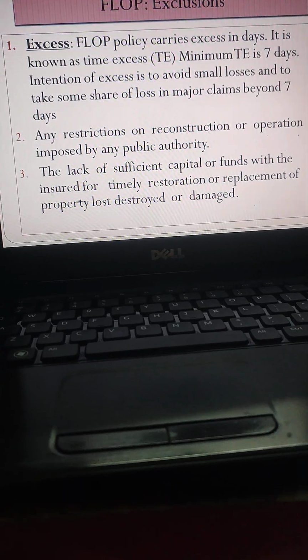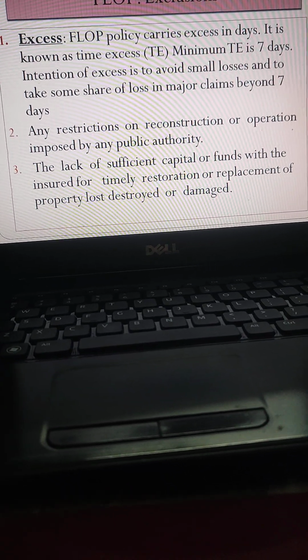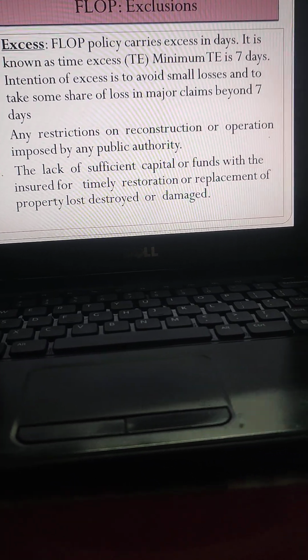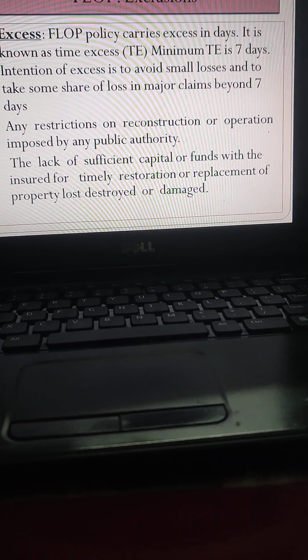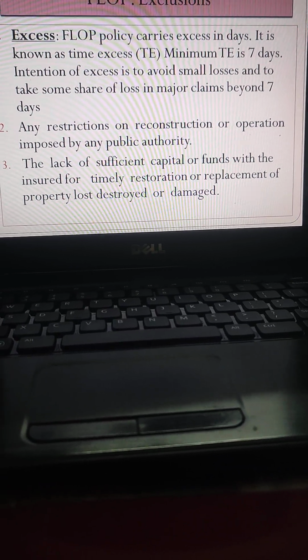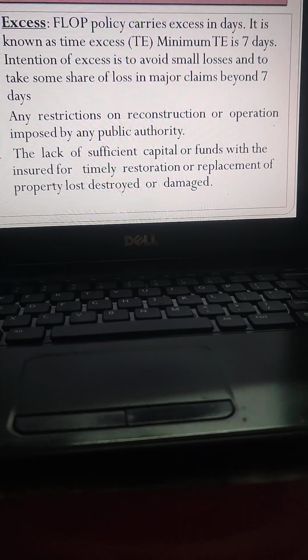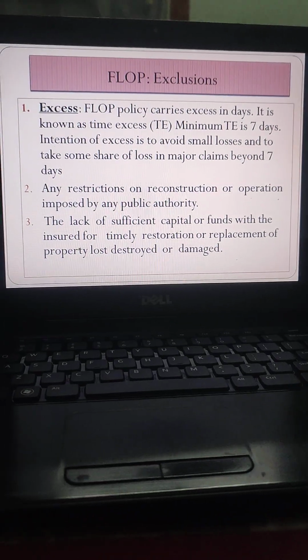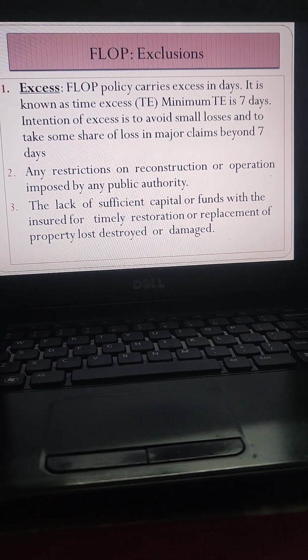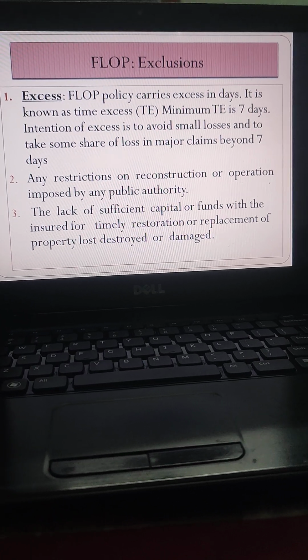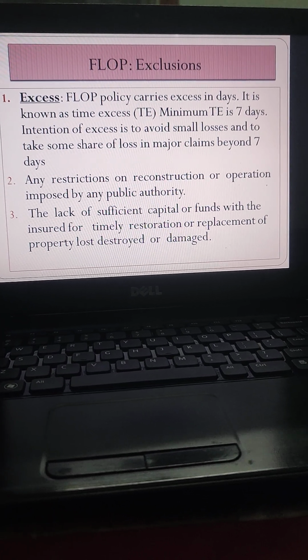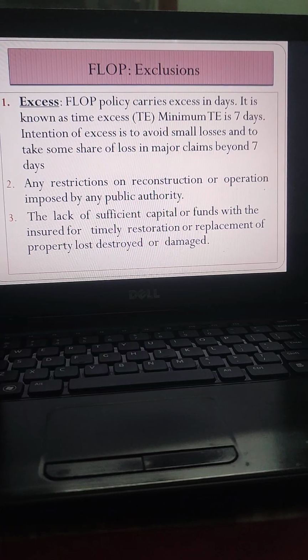As far as compulsory excess is concerned, the policy carries an excess in days, known as time excess. Minimum time excess is 7 days. The intention of the excess is to avoid small losses and to take some share of loss in major claims beyond 7 days. Any restriction on reconstruction or operation imposed by any public authority is excluded.